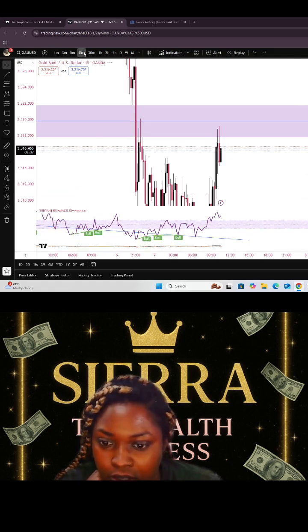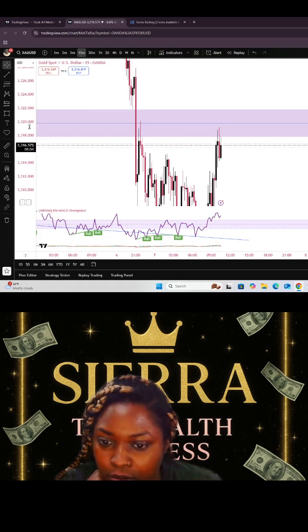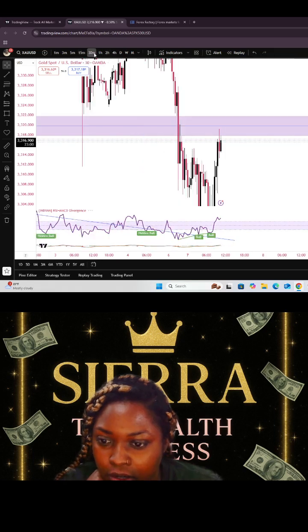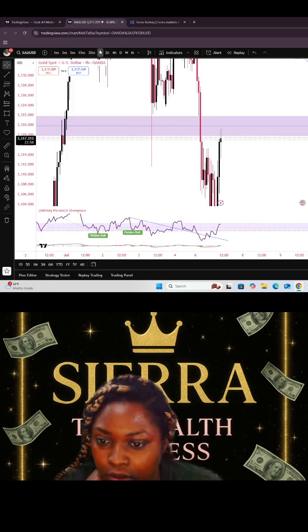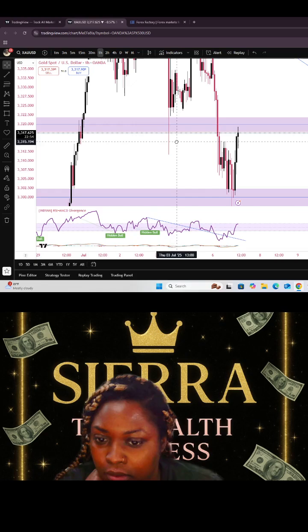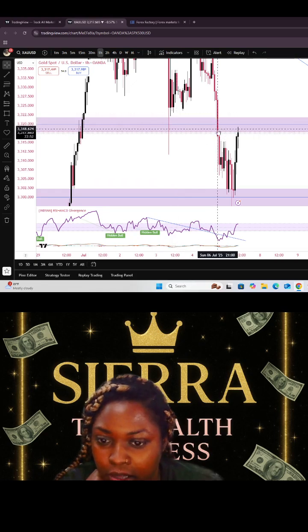It's 9:36. Looks like gold keeps rejecting this area here. I want to double check. This is why I'm looking at this fair value gap right here on the hour.